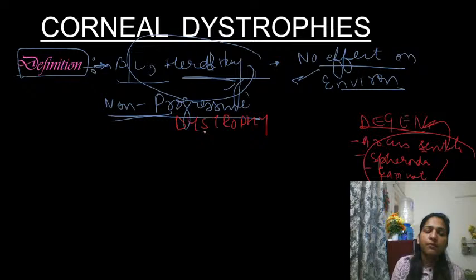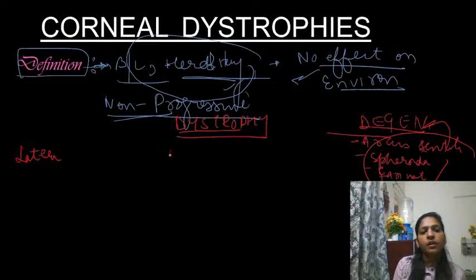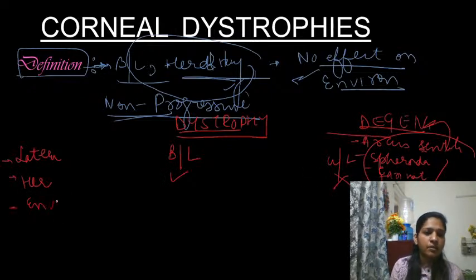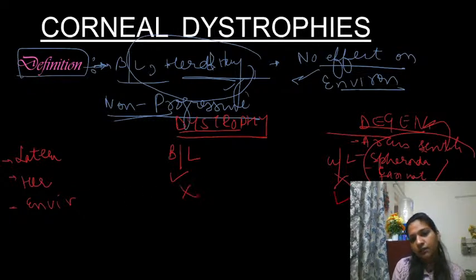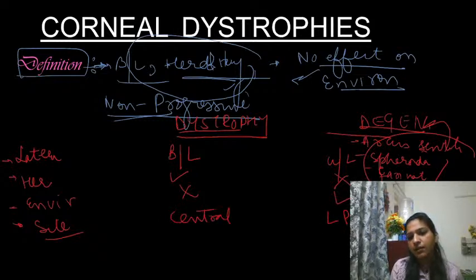Now how can we differentiate between corneal dystrophy and corneal degeneration? First one is the laterality. Dystrophies are bilateral and degenerations are unilateral mostly. Dystrophies are hereditary but degenerations are not hereditary. Environmental factors will not have any effect on dystrophies but they will have effect on degenerations. Site: dystrophies are mostly central and degenerations are mostly peripheral.